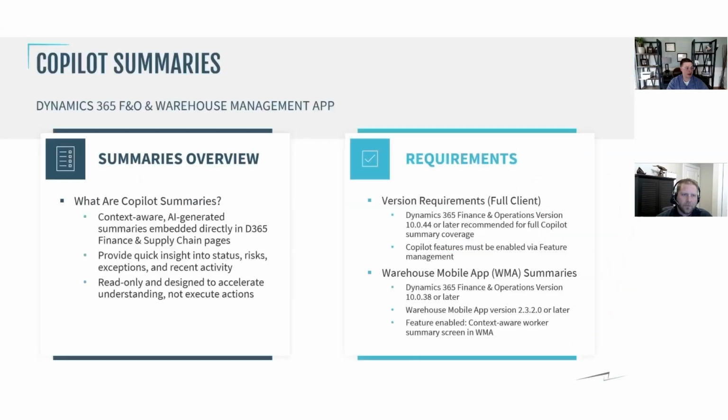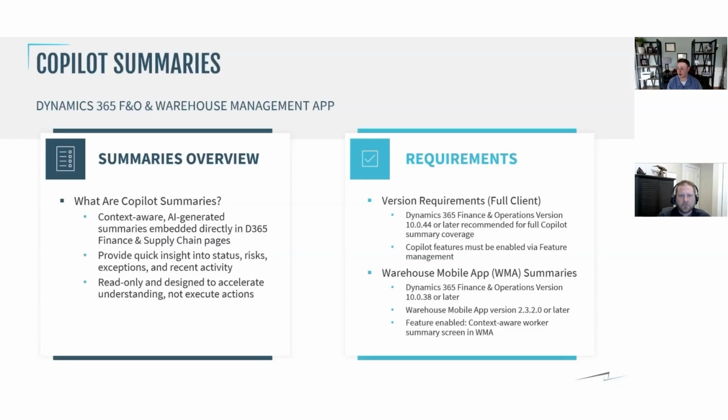We're going to jump over now and talk about Copilot summaries. So our Copilot summaries, first starting off with what are these summaries, right? So these are really just context-aware AI-generated summaries that are particular to particular pages. Really, these are focusing on giving us a little insight to the status, risks, exceptions, or even recent activity associated with the record, right? So this is really just to be able to provide us with a high-level overview of a particular record, so we can get caught up to speed with any changes that might have happened with it since the last time we've seen it.